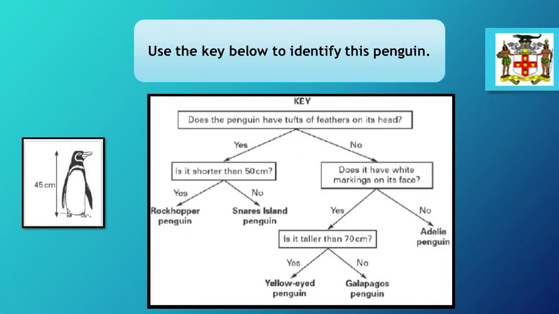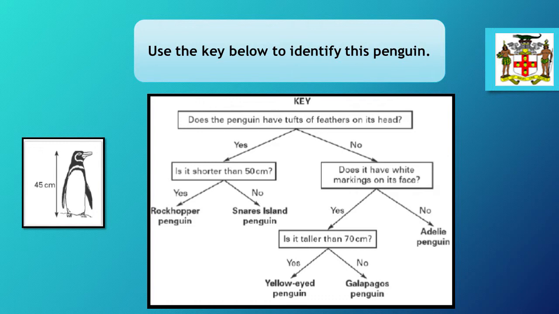Let's try something more. Now, in this question, this is a question that calls for you to make deductions. We're given a key and we're asked to use that key to identify this penguin that is shown. So let us look at the information that is given. We're asked a number of questions. Does the penguin have tufts or feathers on its head? Is it shorter than 50 centimeters? Does it have white markings on its face? Is it taller than 70 centimeters?